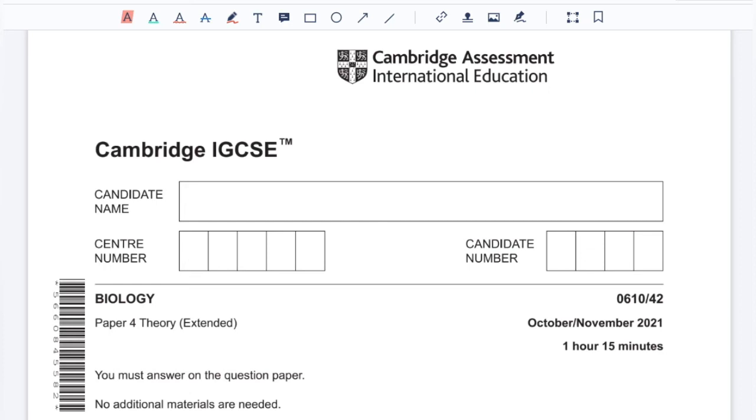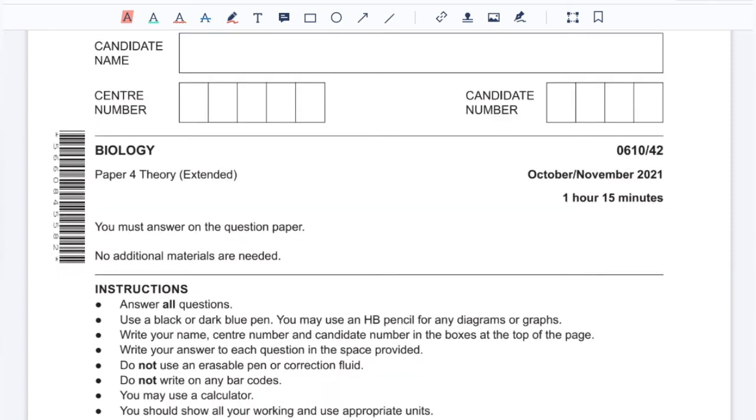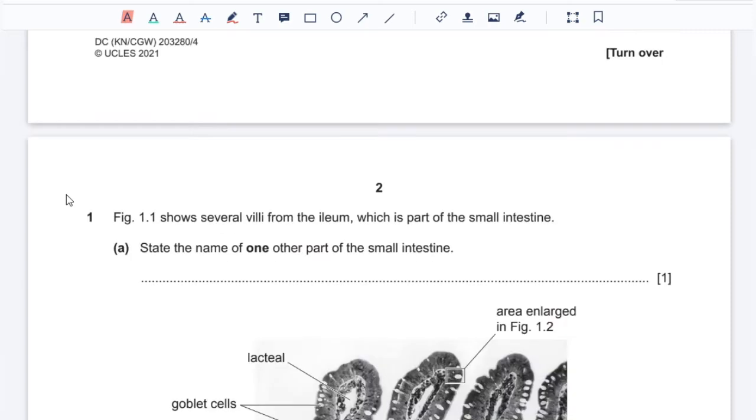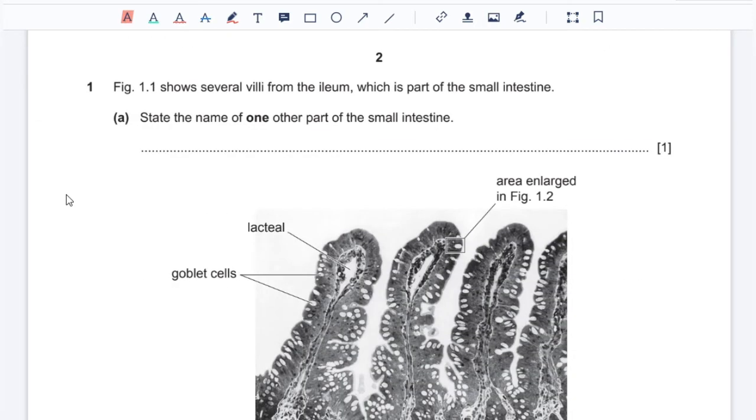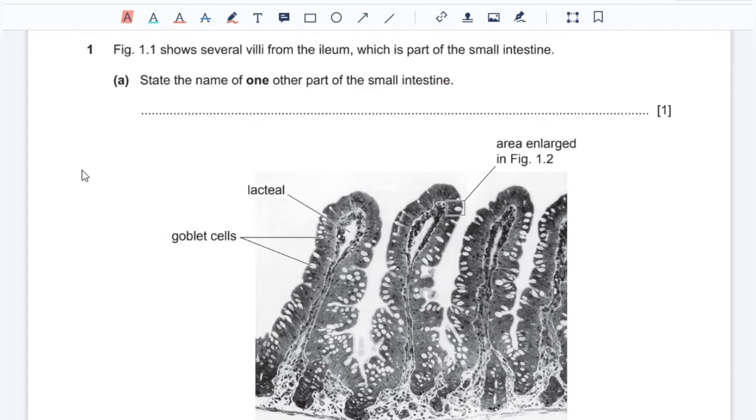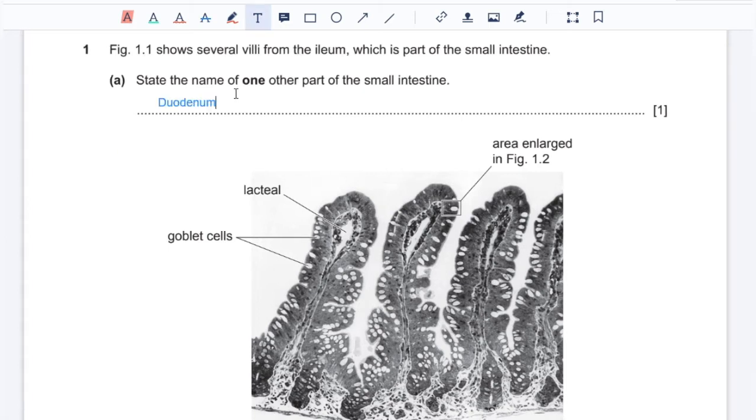In this video, I'll be solving paper 4 variant 2, October-November 2021, Cambridge IGCSE Biology. 1. Figure 1.1 shows several villi from the ileum, which is part of the small intestine. A. State the name of one other part of the small intestine. So ileum is the first part and duodenum is the second part.